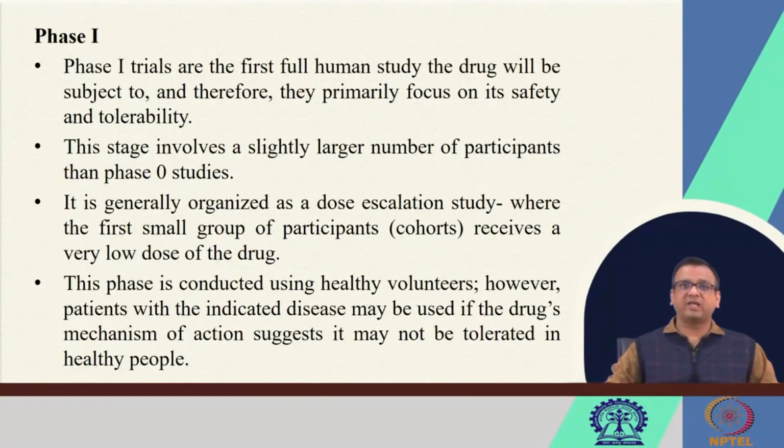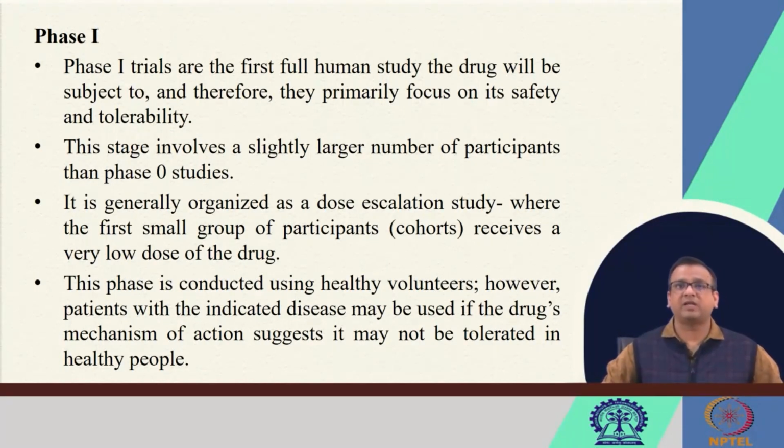So, coming to phase 1, trials are the first full human study the drug will be subject to, and therefore they primarily focus on its safety and tolerability. This stage involves a slightly larger number of participants than the phase 0 studies. Definitely it is focused on the safety of the participant with that particular dose of the drug. So, phase 1 of clinical trial starts with the first full human study, which is mainly focused on the safety of the patient towards the drug.